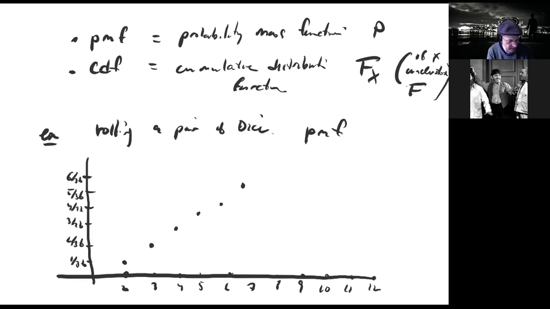And if you want to make 8, there are only 5 ways to make 8. And there are 4 ways to make 9, 3 ways to make 10, 2 ways to make 11, and 1 way to make 12. So this is what the PMF of rolling a pair of fair dice looks like. So that's a graph of it.